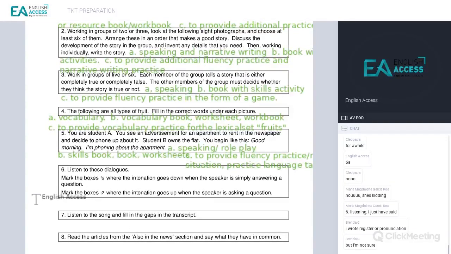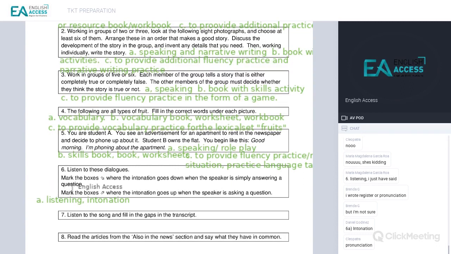Okay, it is a listening, intonation. Very good. Not pronunciation. We're not learning how to pronounce the word. It's just how it goes up and how it goes down. All right, now 6B.